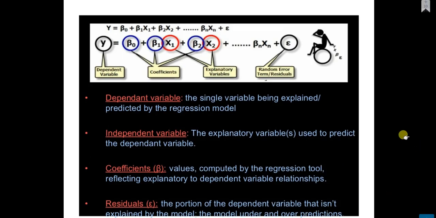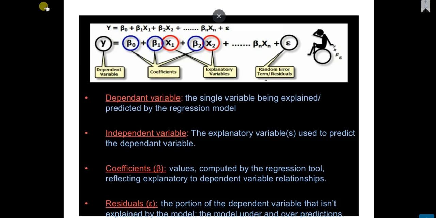Dependent variable: the single variable being explained or predicted by the regression model. Independent variable: the explanatory variables used to predict the dependent variable. Regression coefficient B, that is the value computed by the regression analysis tool reflecting explanatory to dependent variable relationships. Residual E, the portion of the dependent variable that is not explained by the model. The model under- or over-predicts.